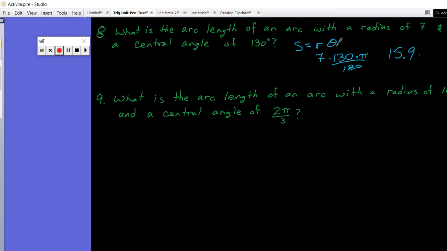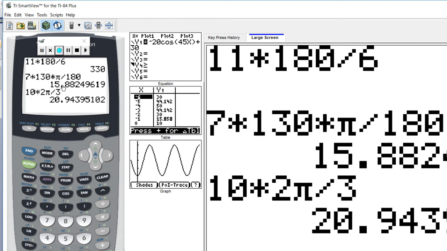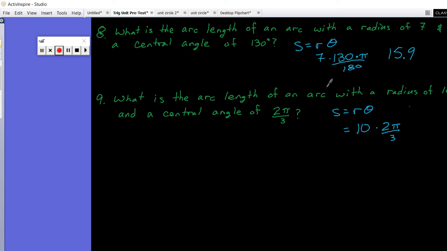Whatever my units are, feet, centimeters, whatever. The next one, same question, but it has a radius of 10 and a central angle of 2 pi thirds. So S equals R theta. The radius is 10. Since this is already in radians, I don't have to convert it. I can just type that in. So 10 times 2 pi divided by 3. So that's 20.9.